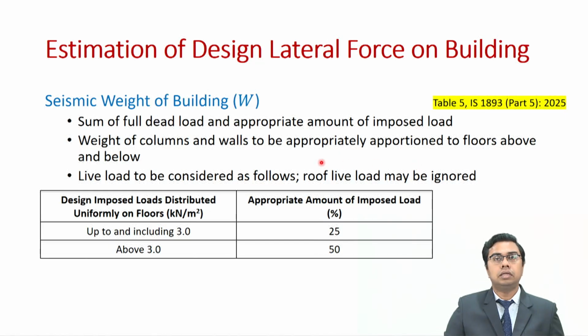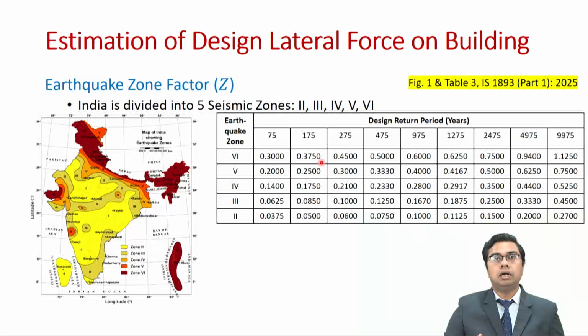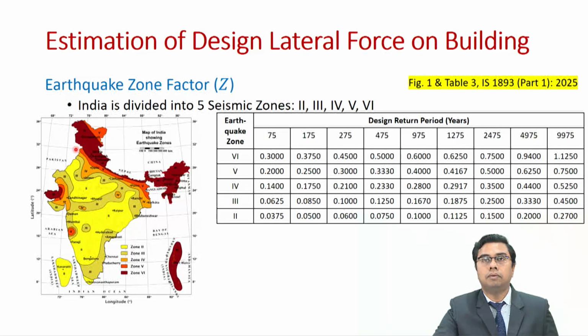Okay, now let us look into the earthquake zone factor, which is given by Z. Our country is divided into 5 seismic zones: zone 2, zone 3, zone 4, zone 5 and zone 6, based on the seismicity of the region. Zone 6 represents the region with highest seismicity. So that is how it represents most of the Himalayan regions.